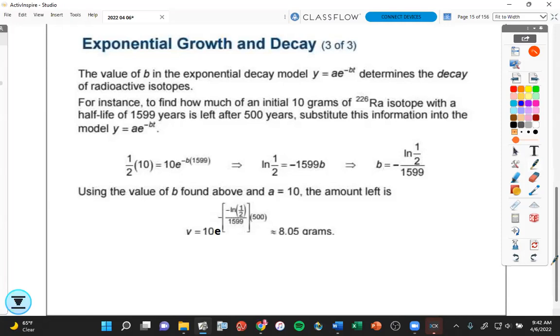Using the value of b found from above and A equals 10, the amount left over is, and here's the equation, y equals 10 times e to the negative b. Remember, b was negative. So there's my b, there's my 500. You can actually type that right there in your calculator, as ugly as it is, and you get 8.05.